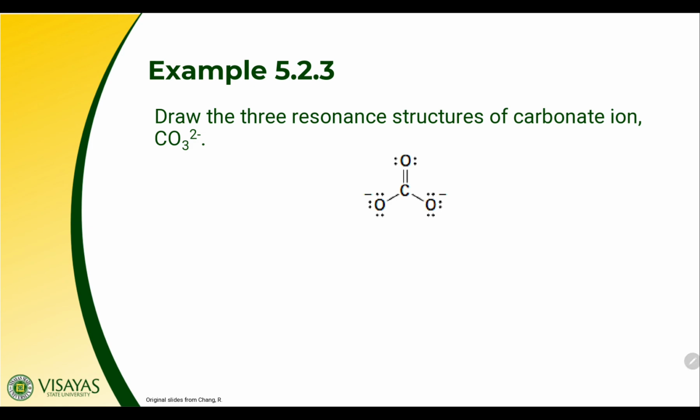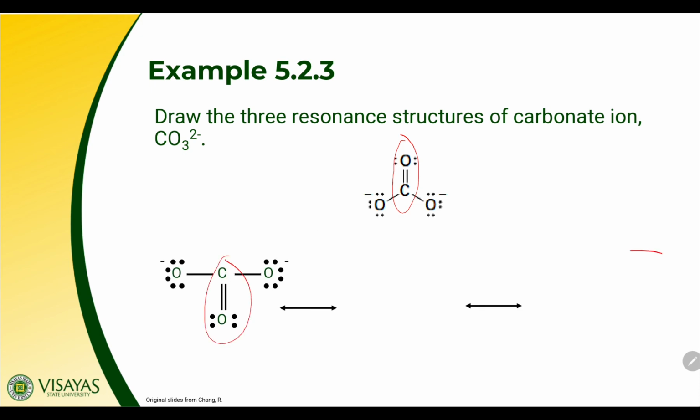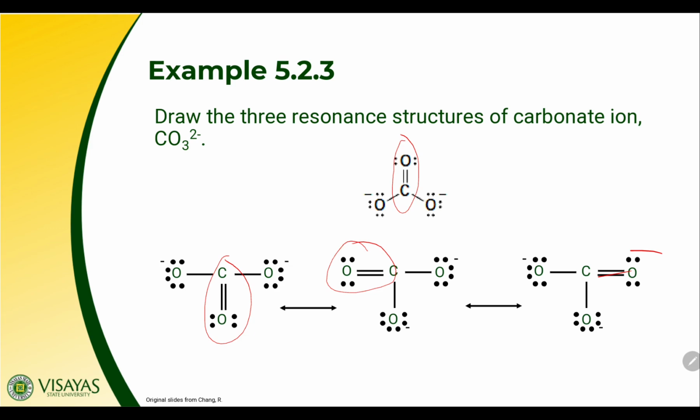Okay, example: draw the three resonance structures of carbonate ion. Remember, we have drawn the Lewis structure for carbonate ion, and I've said the double bond could be put between this carbon and oxygen atom, or it could be here at the bottom, or in the left oxygen, or on the right.